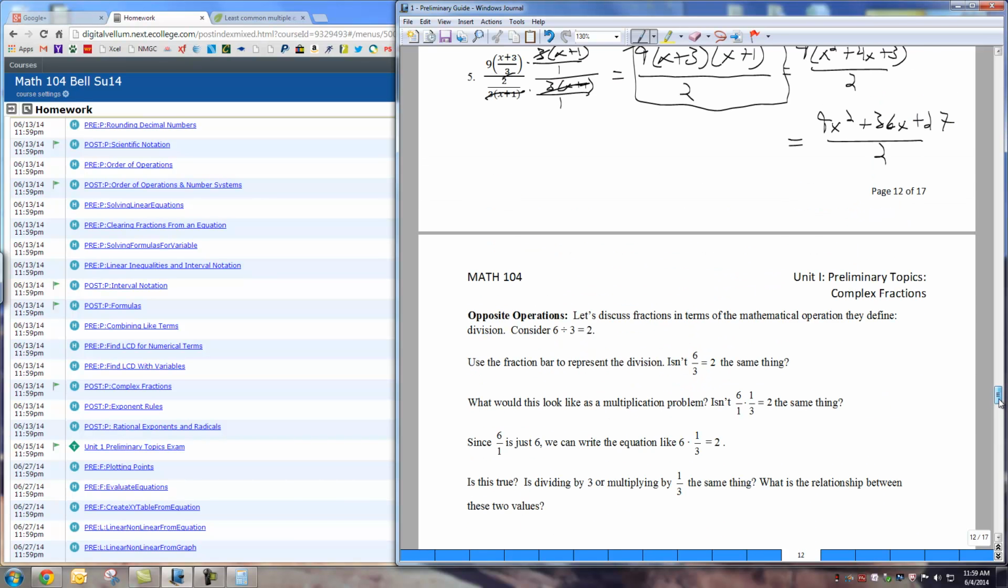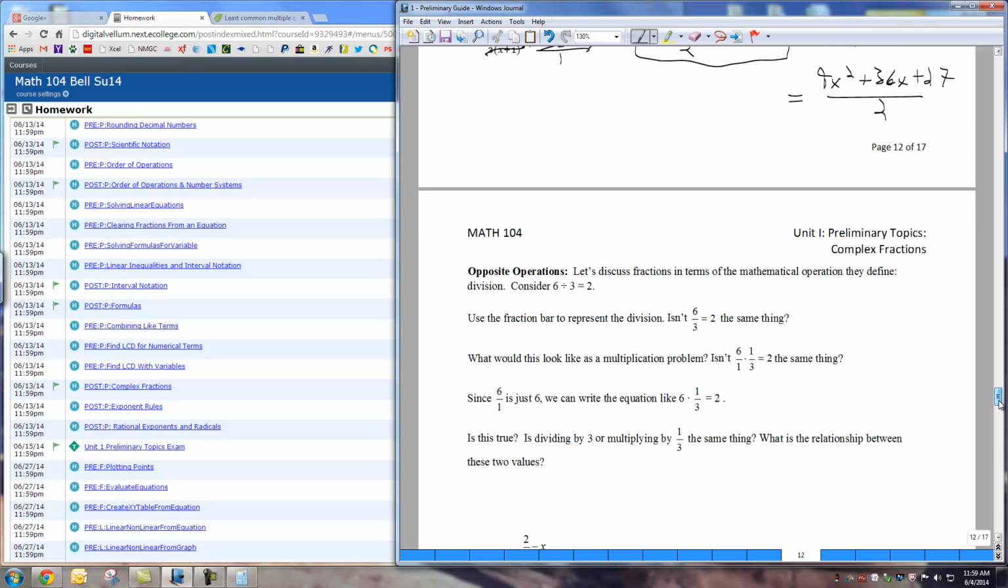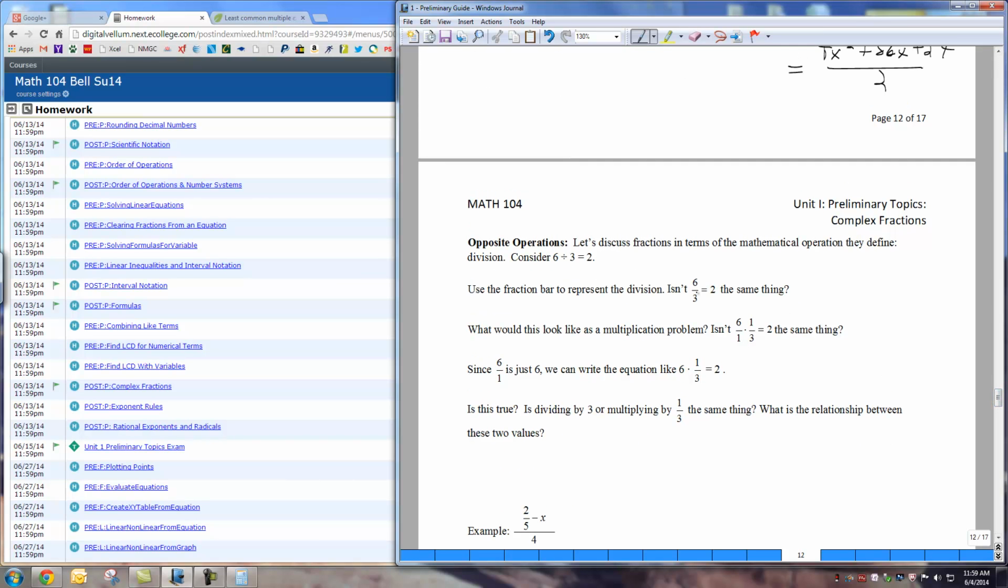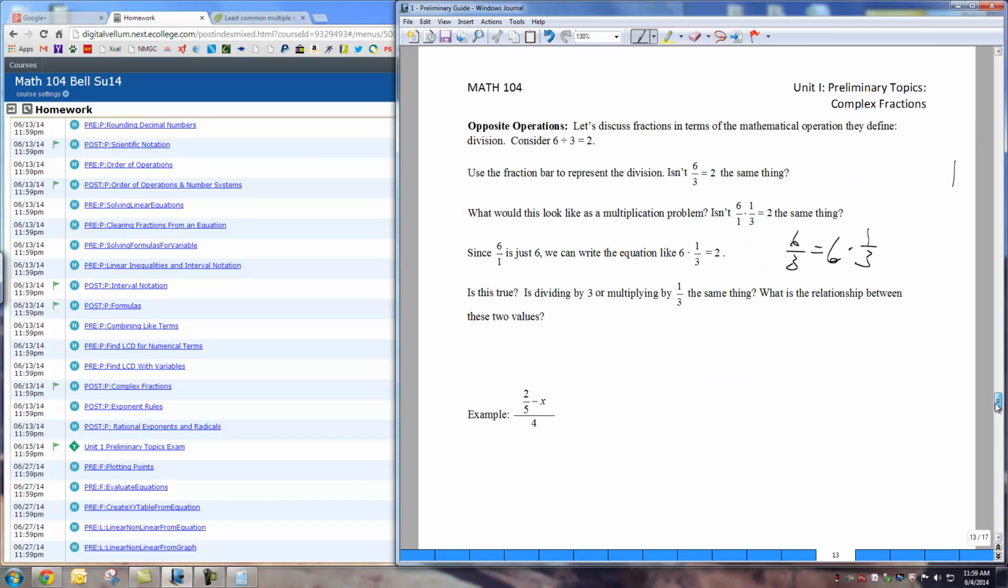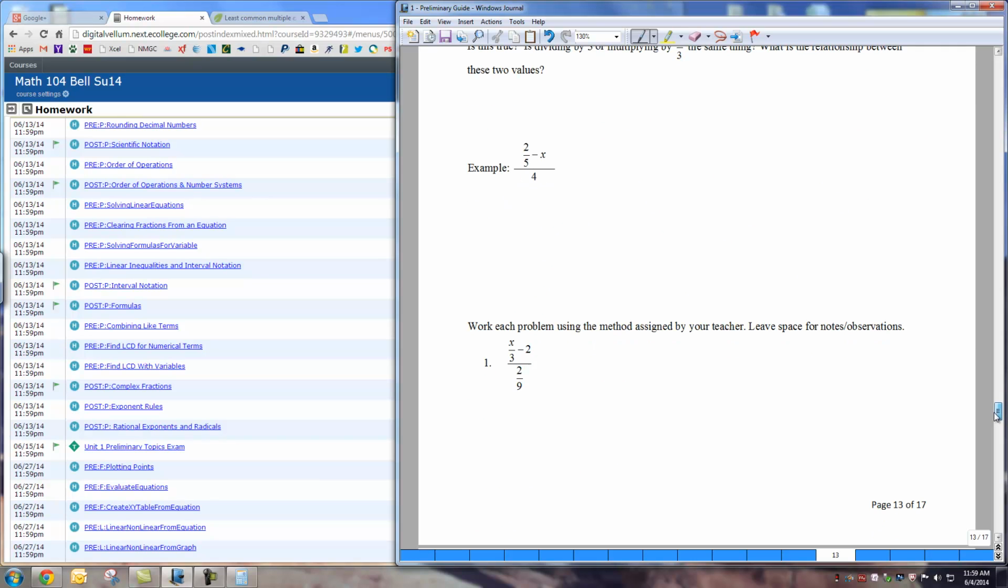Let's rewrite. So this talks about, is dividing by 3 the same as multiplying by 1/3? Absolutely. And here's an example. 6 over 3 is equivalent to 6 times 1/3. That's simply all it's saying. Dividing by 2 is the same thing as multiplying by 1/2, which we've already kind of seen before. So now let's go in here and do a couple more examples. So here's our example.